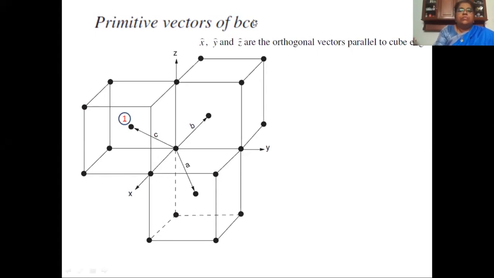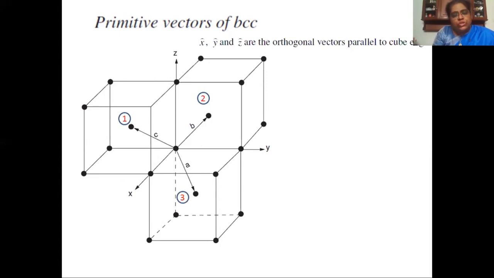Now look at this body-centered cube, I will very quickly revise this. There could be a lot of distributions, but I'm just choosing three body-centered cubes. This is the first body-centered cube, and this is the body center. This is the second cube, this is the body center. This is the third cube, and this is the body center. Again, you can choose any reference. Because of periodicity, any point can be chosen as your reference point.